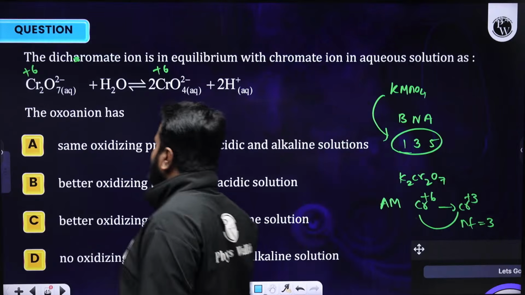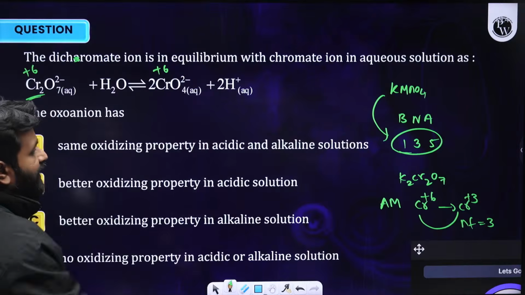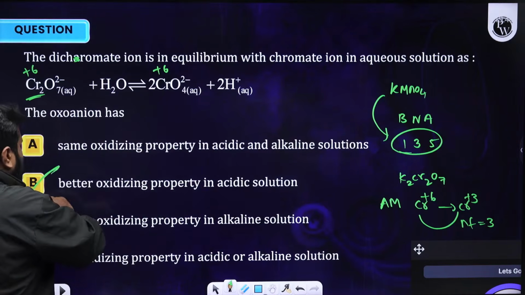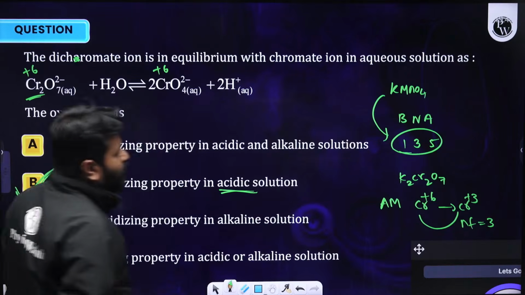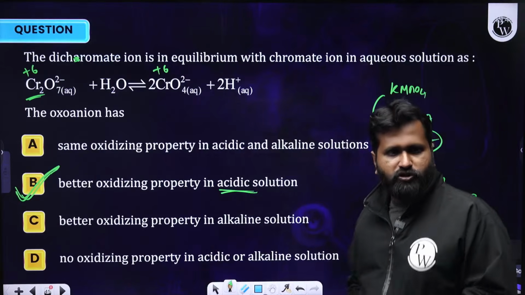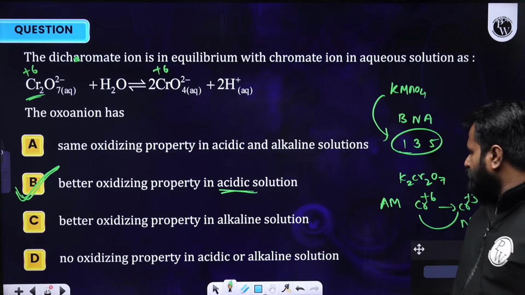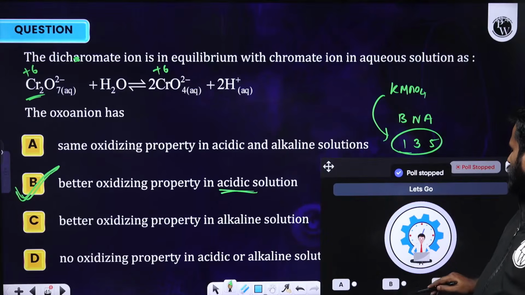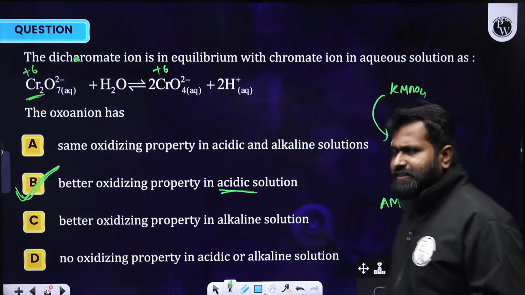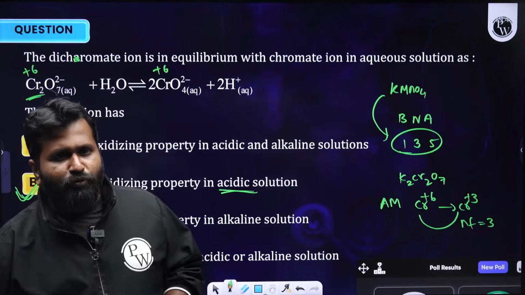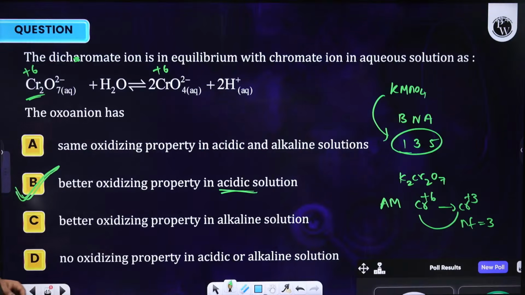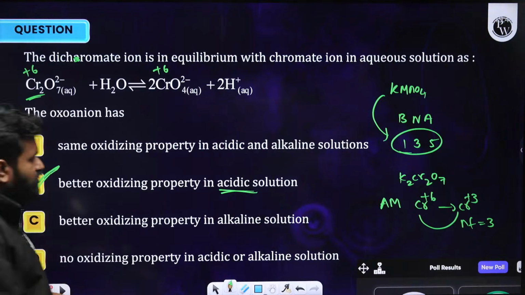So it will undergo reduction. That means it will act as an oxidizing agent. Better oxidizing property in acidic solution. So this is a D and F block element plus redox reaction combined concept question. The correct answer is option B. It is clear. Now next, shall we move into P block elements? Everyone is ready? In alkaline solution, that is not possible.